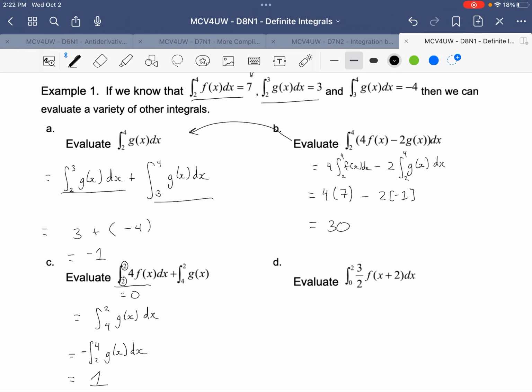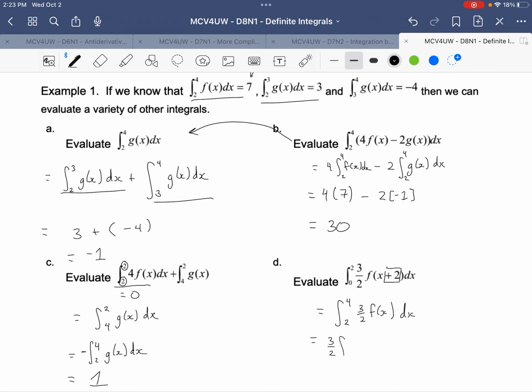All right. Last one here, we have another integral from 0 to 2 of 3 over 2 times f of x plus 2. Now, this is kind of weird because we're adding 2 to our x values. We're shifting our function right 2. Now, I can't do this because I don't have 0 and 2 in my function. But what we're allowed to do is take this plus 2 and move the bounds 2 over. So this is the same thing as writing our integral from 2 to 4 of 3 over 2 of f of x dx.